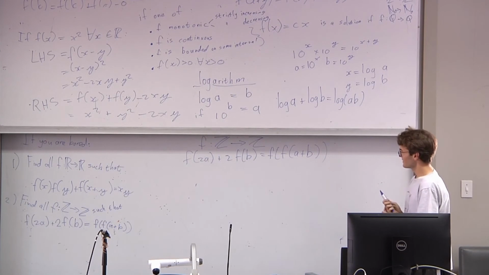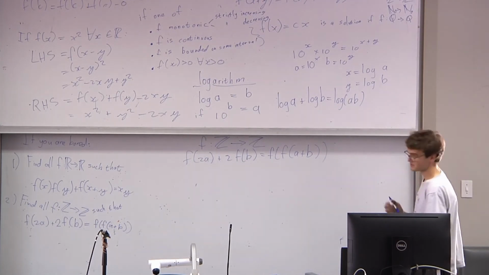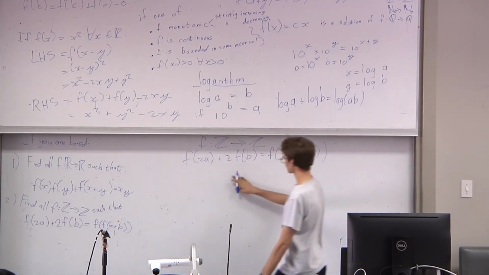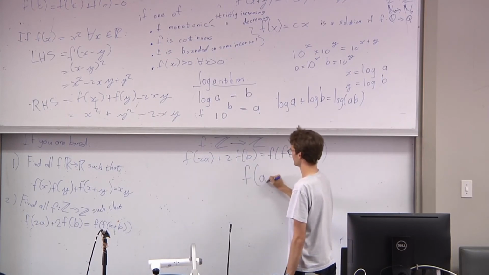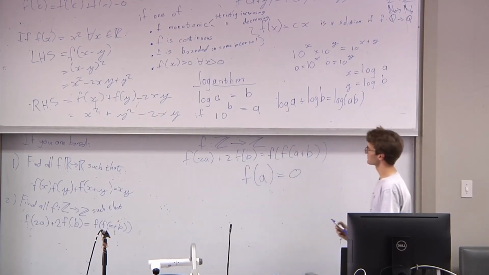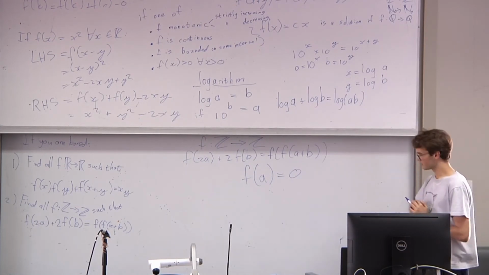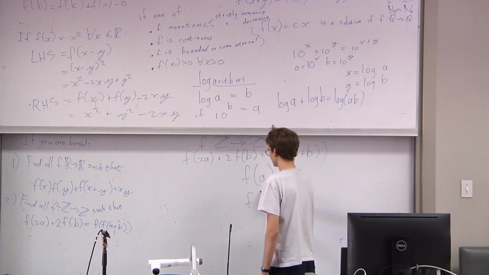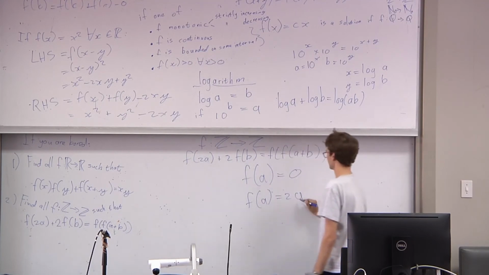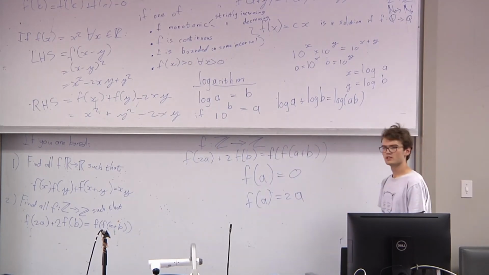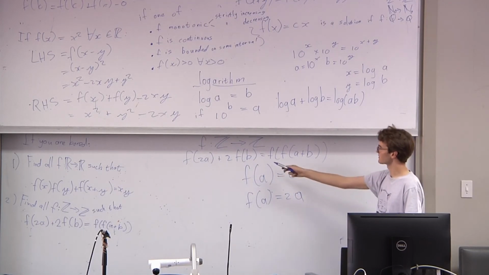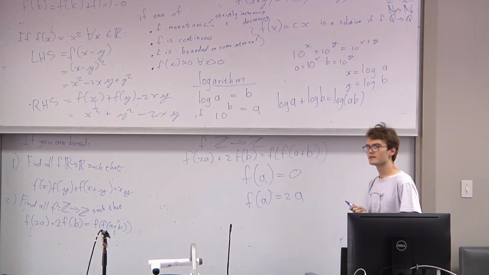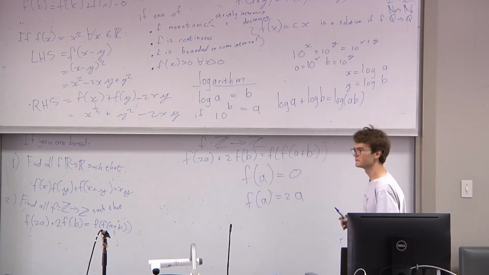Does f of a equal a squared work? It's a bit more work, but it turns out it doesn't. So you notice that, okay, well, first off, f of a equals 0 works. So that's one possible solution. Also, f of a is 2a works. On the left you have 4a plus 4b, and here you would get 4a plus 4b, the same thing, so it works. Question? Okay.